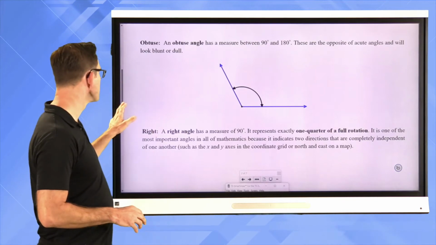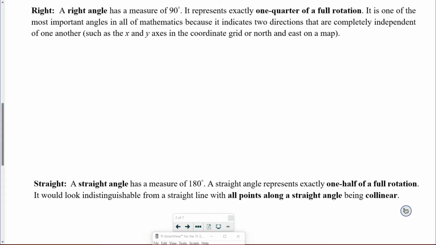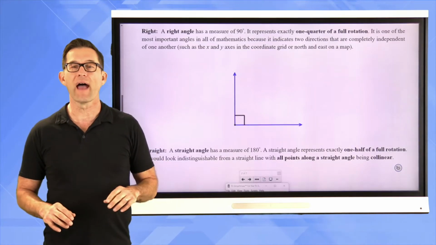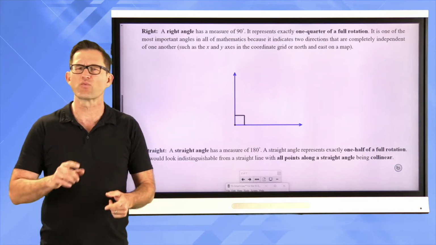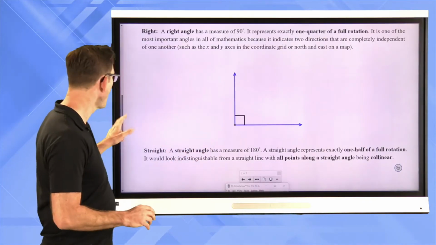Now, let's get into some very specific ones. A right angle has a measure of 90 degrees. It represents exactly 1/4 of a full rotation. It is one of the most important angles in all of mathematics because it indicates two directions that are completely independent of one another, such as the x and y axes on a coordinate grid, or north and east on a map. Really, really important, 90 degree angles or right angles. These are absolutely critical angles. They show up all over the place, in rectangles, squares, everywhere we see 90 degree angles, 1/4 of a full turn.